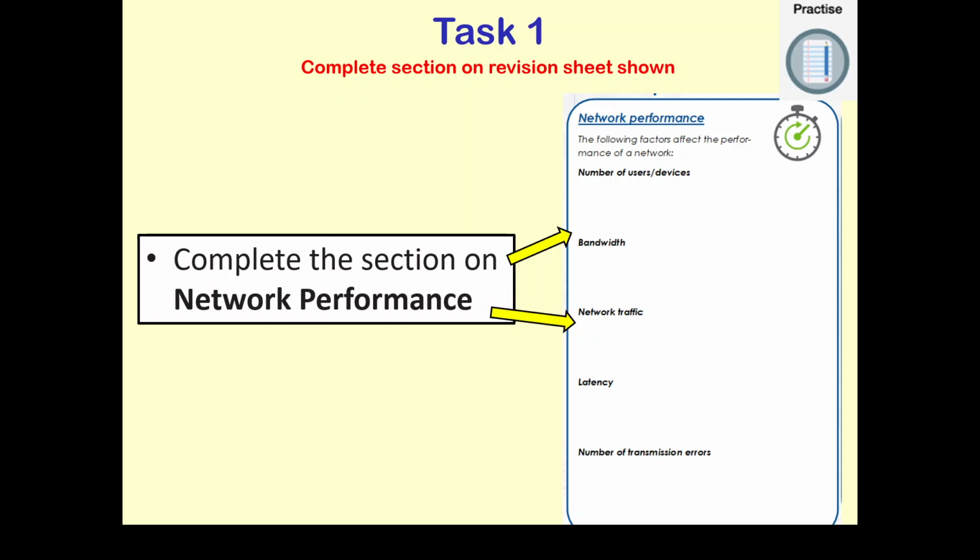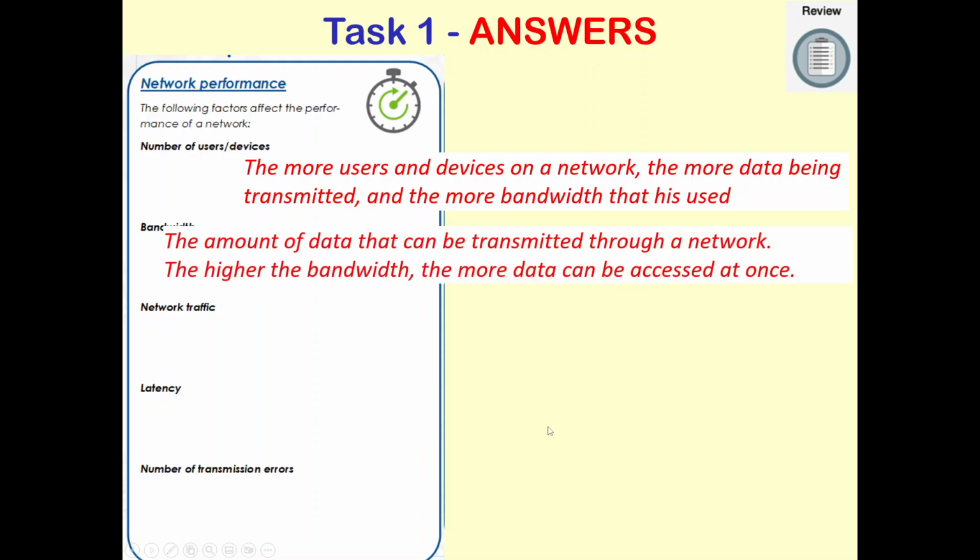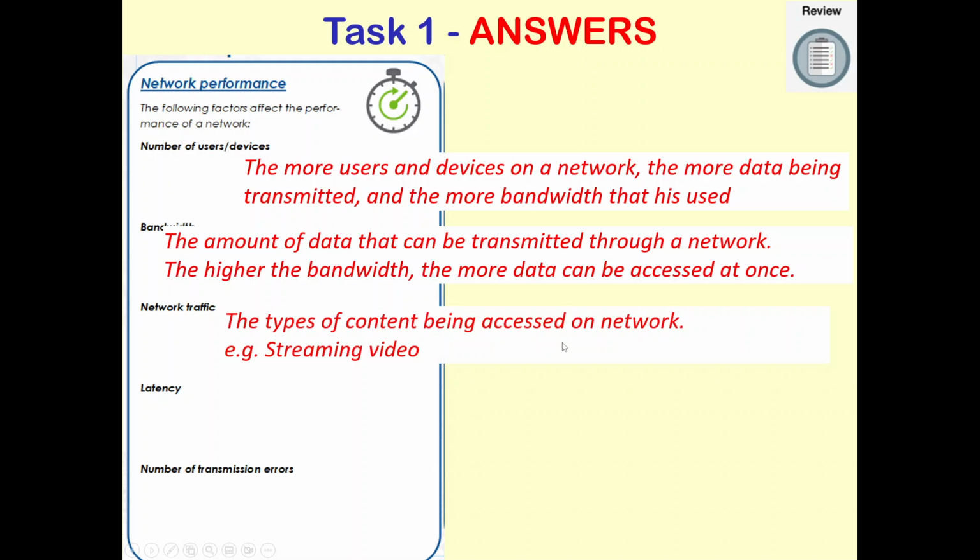Okay, checking your answers. Purple pen at the ready. So, number of users or devices. The more users or devices, the more data being transmitted and the more bandwidth that's used. Bandwidth, the amount of data that can be transmitted through the network. The higher the bandwidth, the more data that can be sent. The network traffic, the type of content being sent on the network. Things like streaming video and stuff.